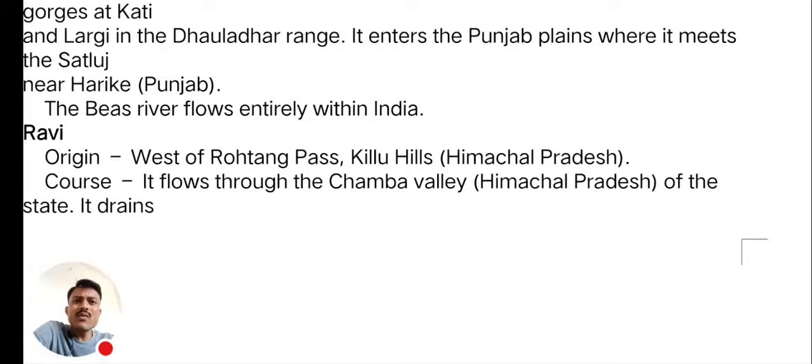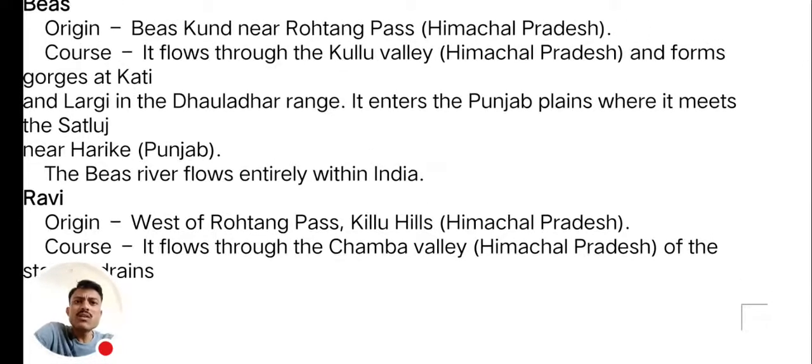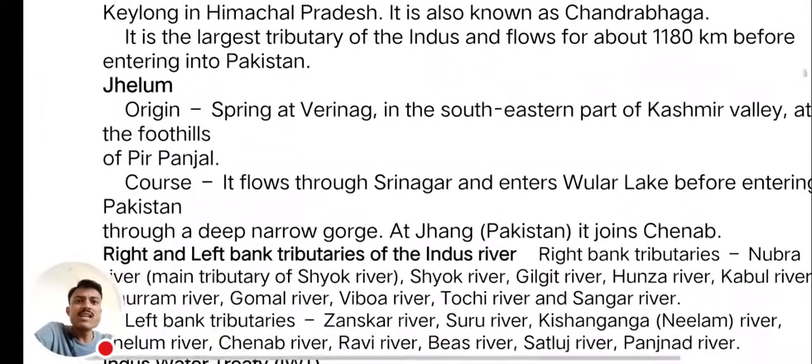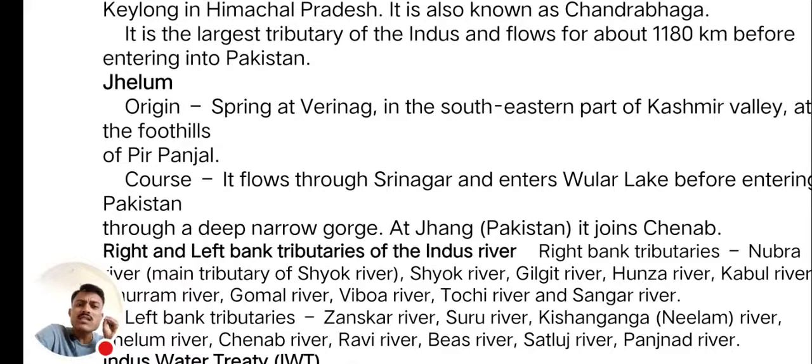I will not read everything. You can go through this PDF, but the origin, the course, from which states it passes and where it is going, everything is given. Ravi. Then Chenab and Jhelum. Every year, questions will be asked on these river systems, because they are very confusing.